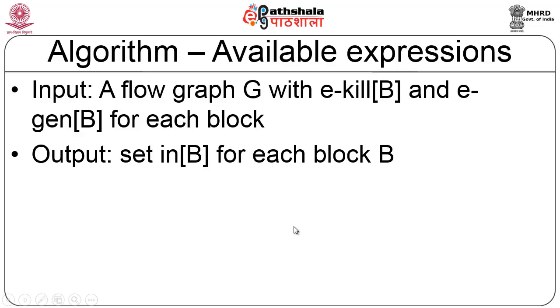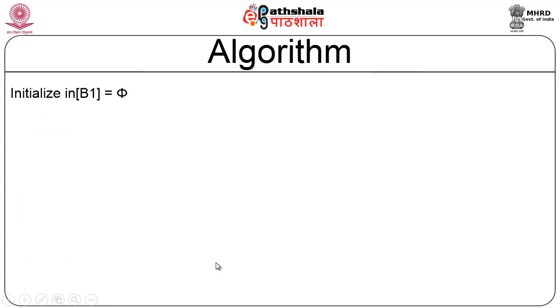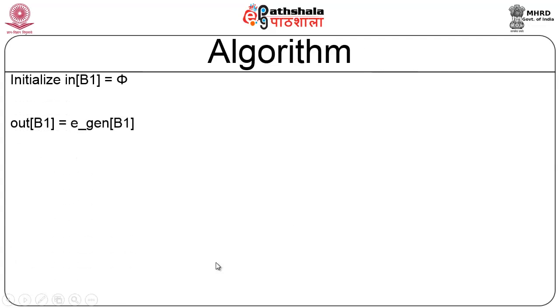Okay. So, out will be the in of every block, because we want to know what expressions are available at a particular point of time to avoid recomputation. Okay. So, in will be given as the output of this particular algorithm. So, in of B1 is null and out of B1 is equal to E gen of B1. So, this is the first statement assumption only. I am not assuming for all blocks of B as we did in the reaching definition situation.